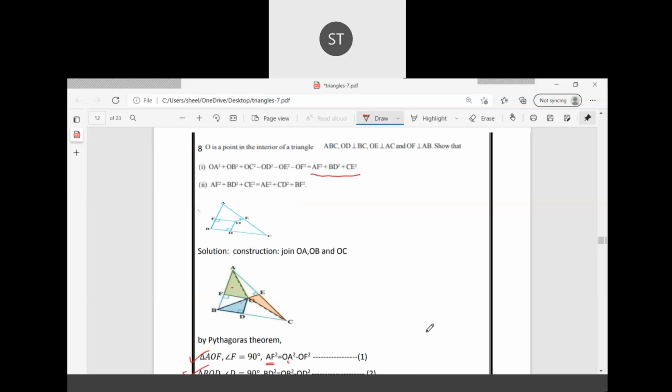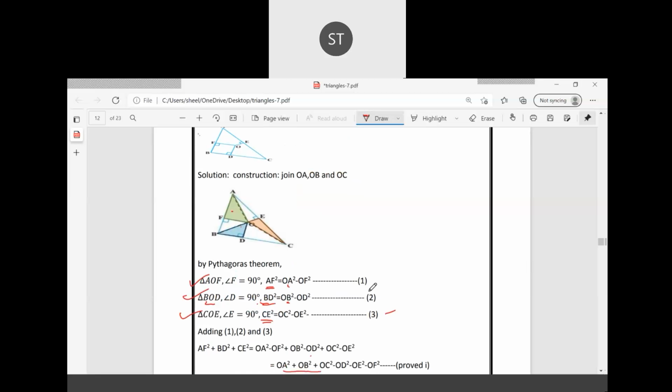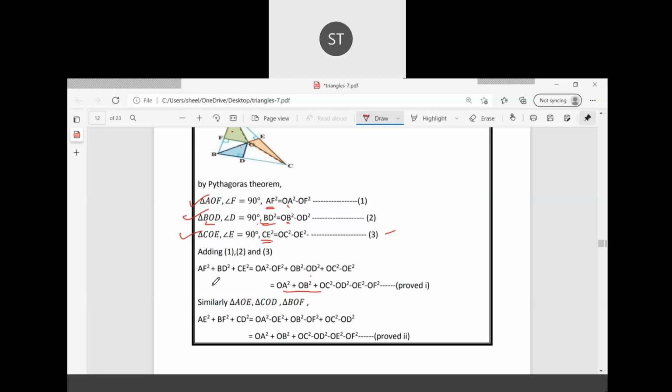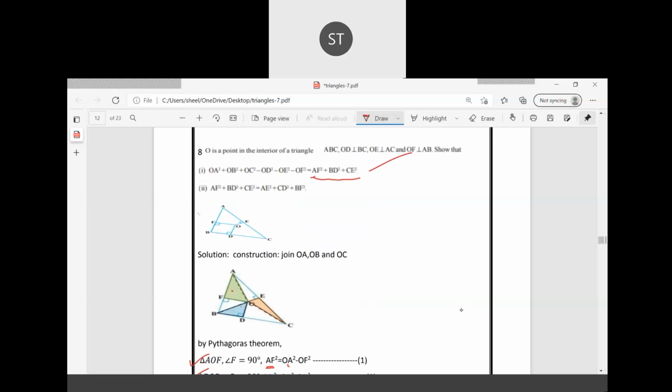So just applying the Pythagoras theorem only, nothing else. We need AF square plus BD square plus CE square. For this criteria, we have to consider the shaded triangles only. From there, we have applied the Pythagoras theorem, and directly we have written what is AF square, what is BD square, what is CE square. Similarly, the second part, what we have to prove, is already written here.